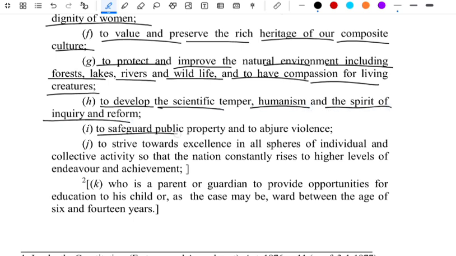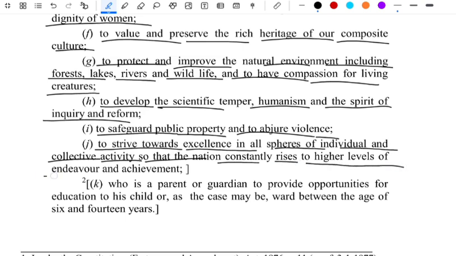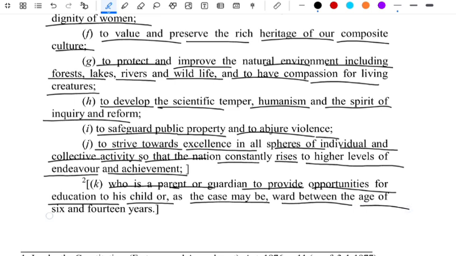Next is to safeguard public property and to abjure violence. Next is to strive towards excellence in all spheres of individual and collective activity, so that the nation constantly rises to higher levels of endeavor and achievement. Okay, next is who is a parent or guardian, to provide opportunities for education to his child or, as the case may be, ward between the age of 6 to 14.